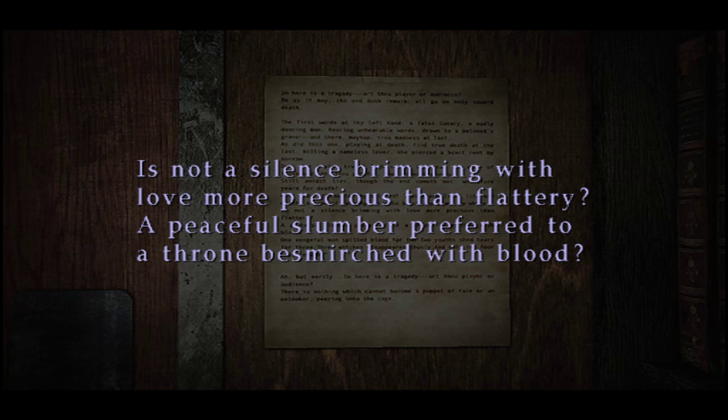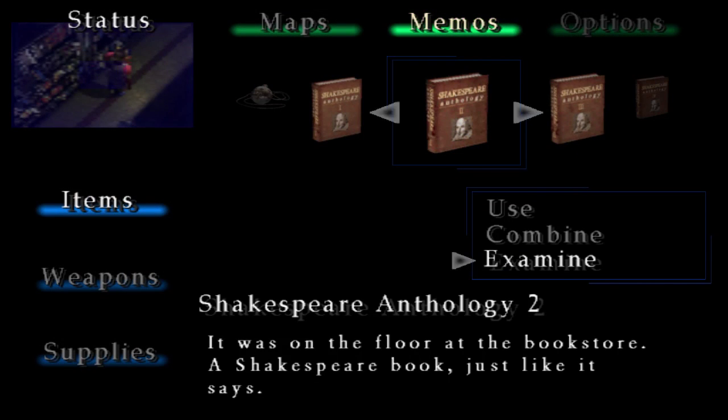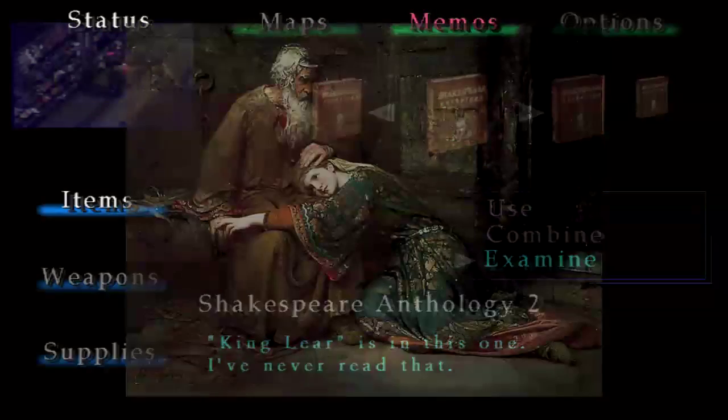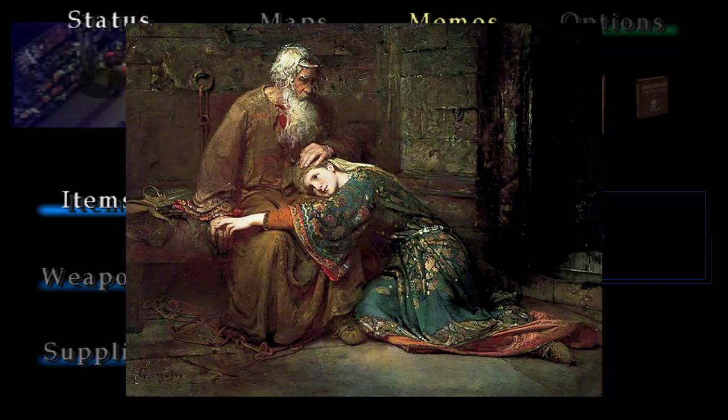A lot of people have read Romeo and Juliet, a lot of people have at least seen Hamlet, a lot of people know about Macbeth, some people know about Othello, but not a lot of people know about King Lear, which is in Anthology 2. The verse refers to Lear's daughter, Cordelia, who loves her father, but never really tells him that much, only letting her actions speak instead, which Lear is basically oblivious to.